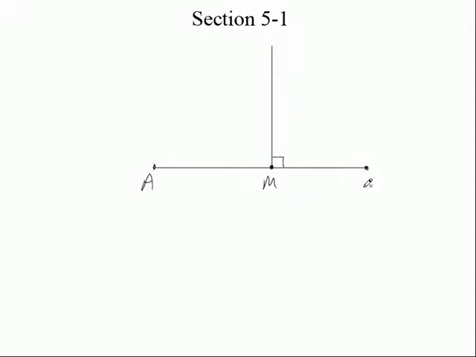So what's true about this situation right here? What's true about AM and MB? They are equal to each other. Okay, so what did we just draw? This line right here is a perpendicular bisector.